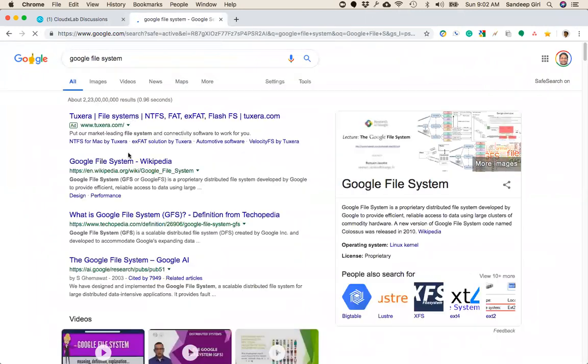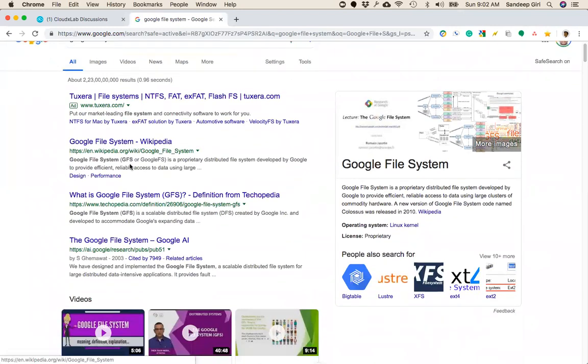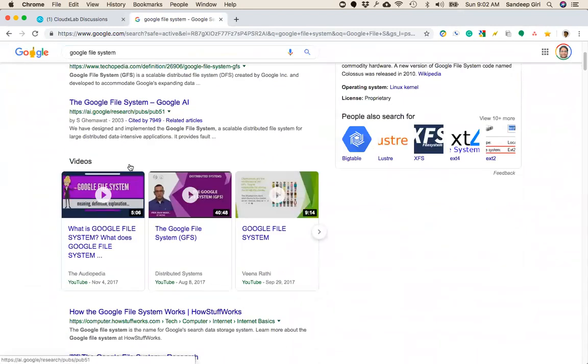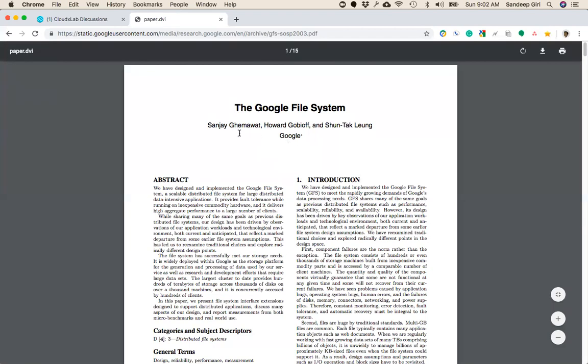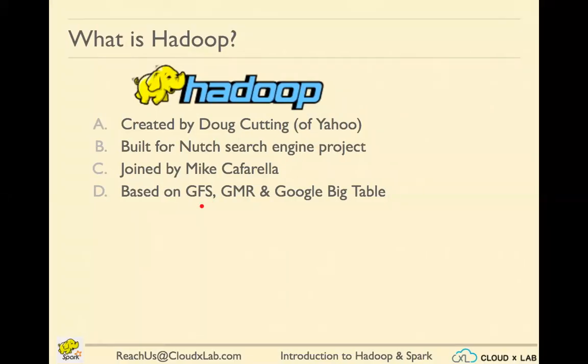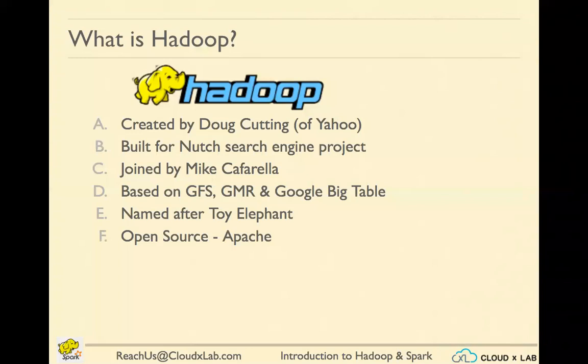So you can see this paper specifically. It's from 2003. It was published by Sanjay Ghemawat and others, and this is what made the Google File System, then Google MapReduce, and then Google Bigtable. Those three papers were the inspiration for Hadoop. It was named after a toy elephant, and it was open source, specifically Apache open source.